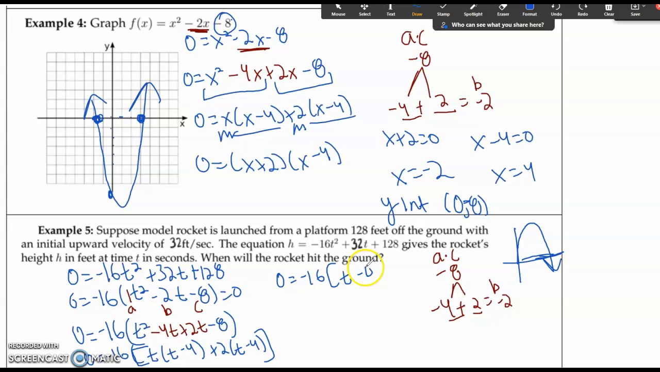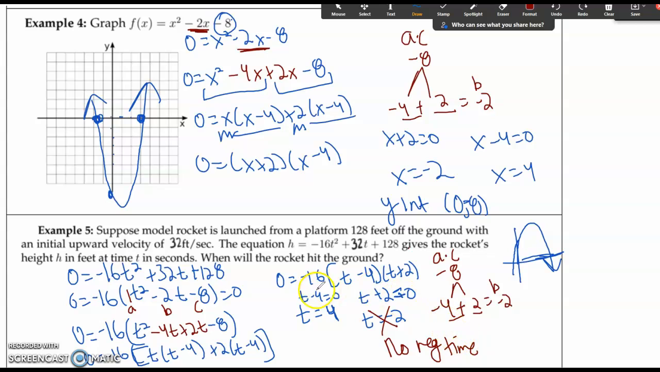And I can have my matching and my leftover. I can set each of those terms equal to 0. So it crosses the ground at 4 and negative 2. It does not make sense for our negative 2 to be used because there's no negative time. So that means our answer would have to be 4 seconds. So at 4 seconds, the rocket will hit the ground.